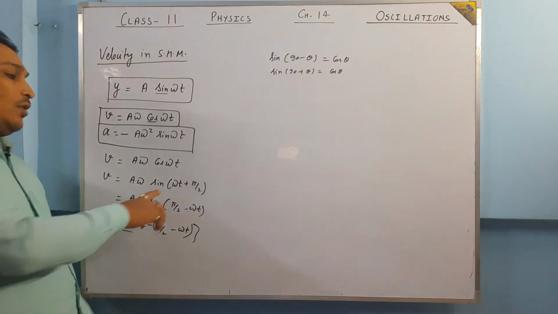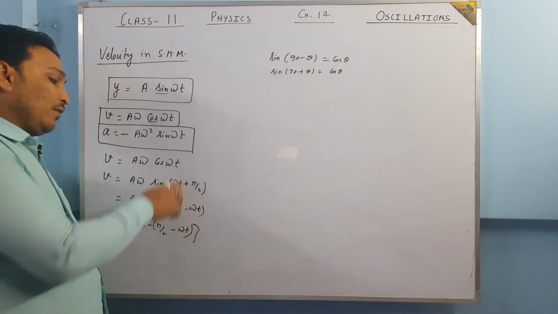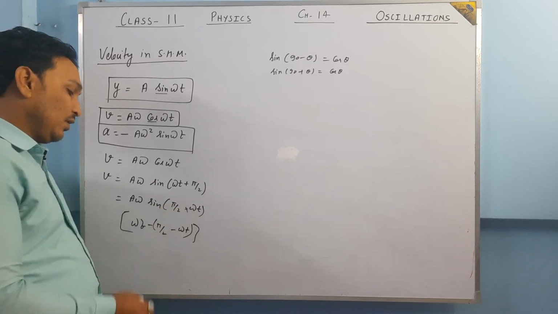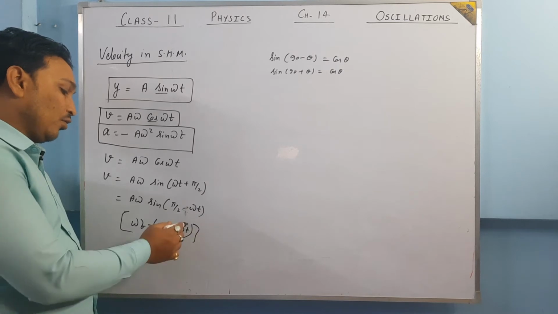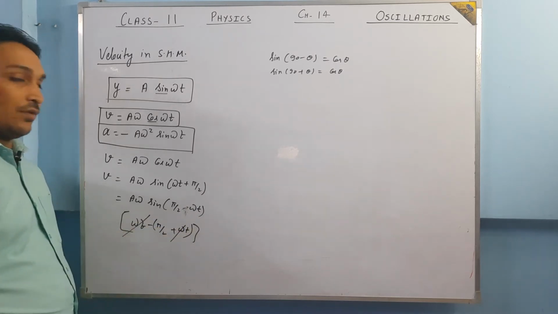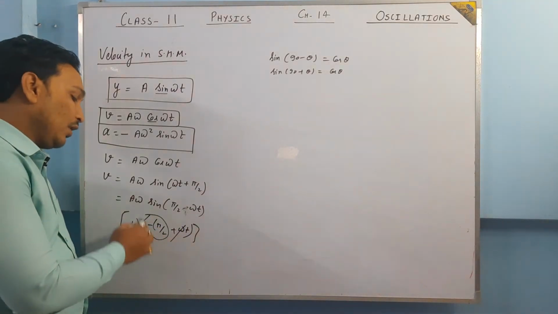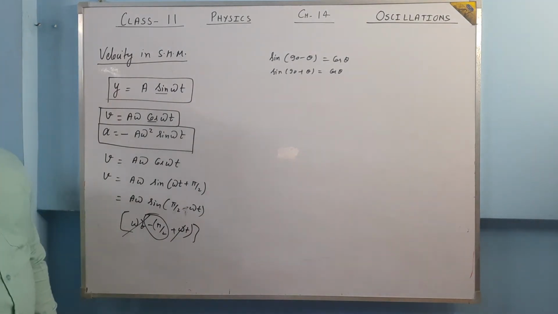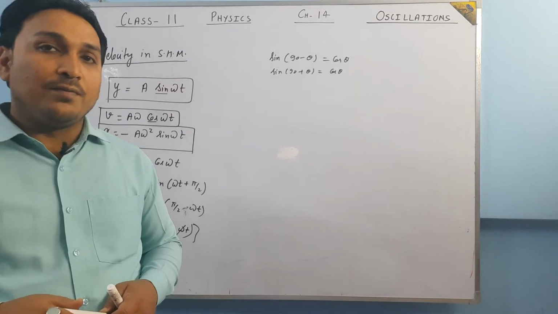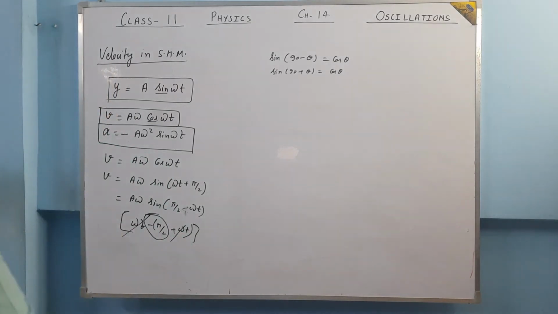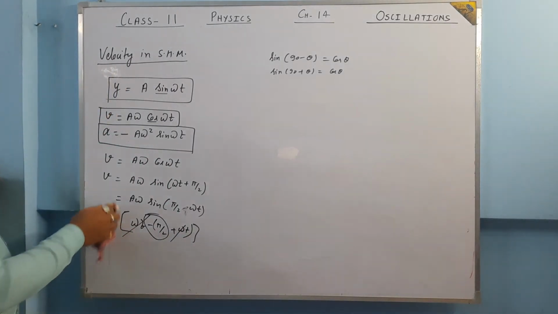That's why I've written omega t plus pi by 2. So when I take the difference, what will happen? Omega t plus pi by 2 minus omega t, so omega t and omega t will be cancelled out. And what am I left with? Only pi by 2, which remains constant with time. So it becomes easier to understand the phase difference. That's why I've written omega t plus pi by 2.